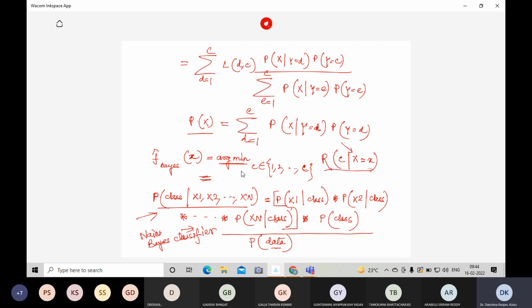Now if we see the advantages of Naïve Bayes classifier over Bayes classifier, then we can see that we can easily implement this Naïve Bayes classifier, and it is found to be efficient for many applications over Bayes classifier. Okay.